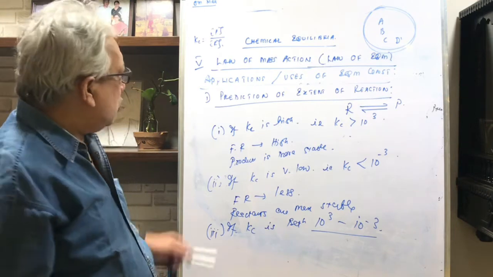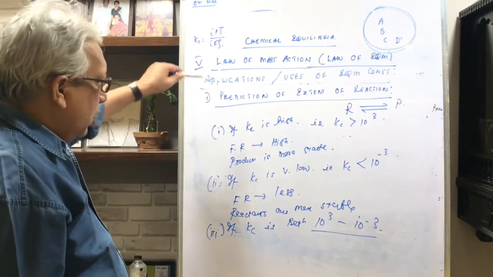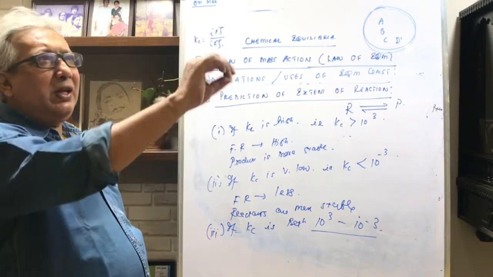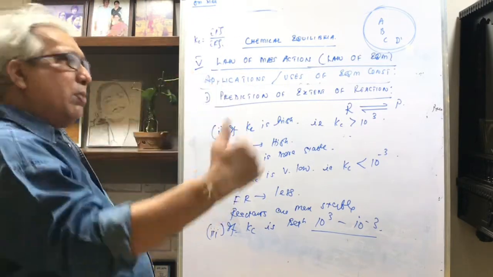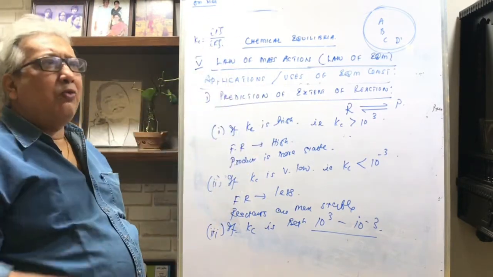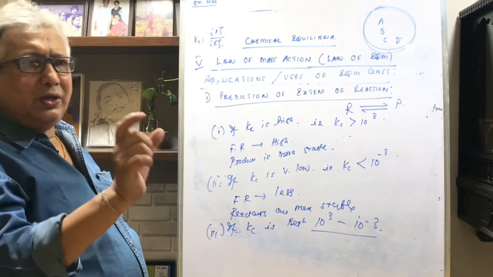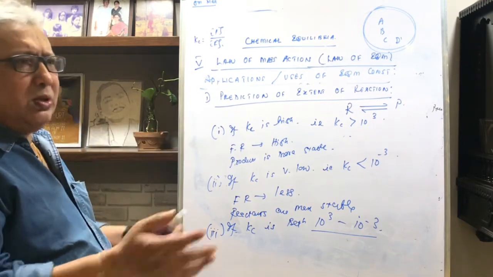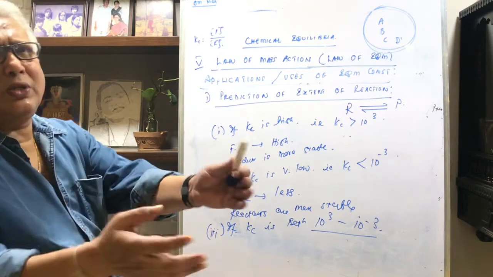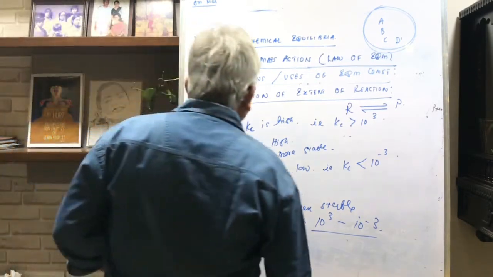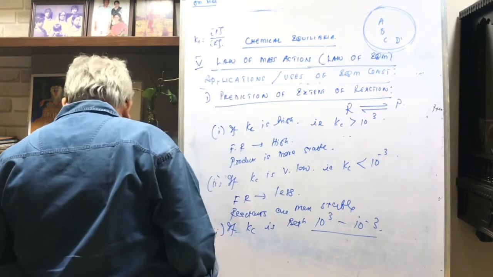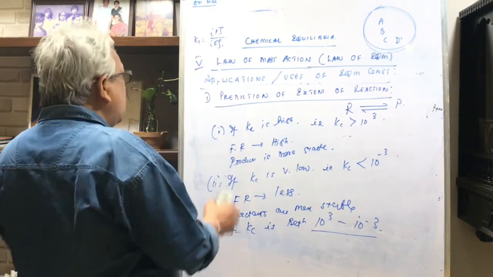All right. So that is one thing. From the value of Kc, if it is high, there will be more forward reaction; if it is very low, the forward reaction will be less; and if it is in between, a reasonable amount of reactants will give you a reasonable amount of products, and there will be an equilibrium, right? So this is one aspect.